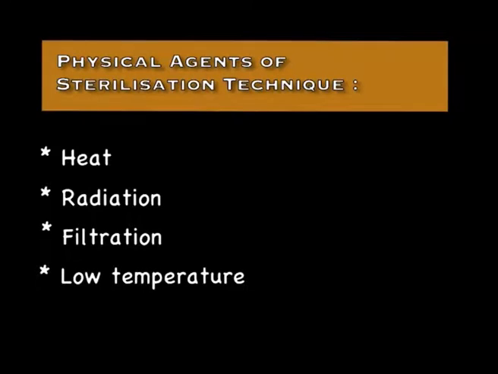Now we will come to the various types of physical agents by which sterilization can be done. The different physical agents comprise heat, radiation, filtration and low temperature. In today's lecture, we will be focusing basically on the role of heat and low temperature in sterilization.